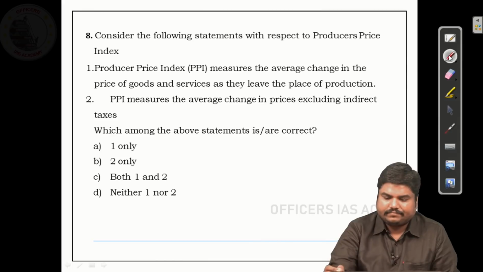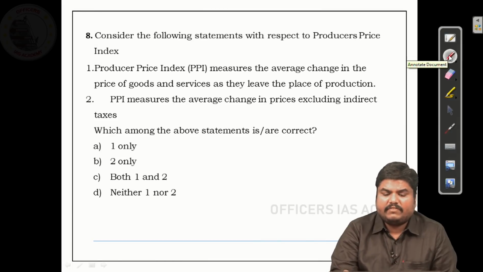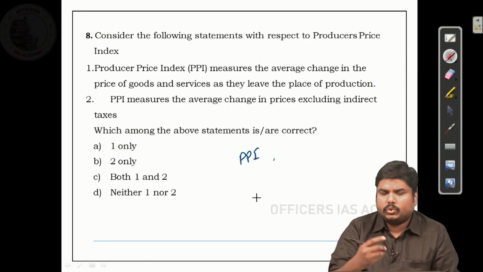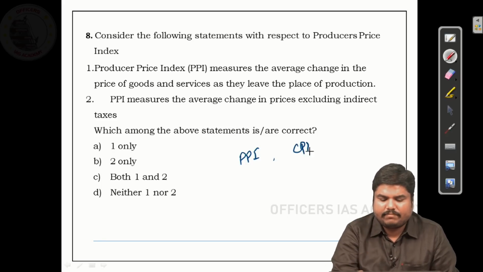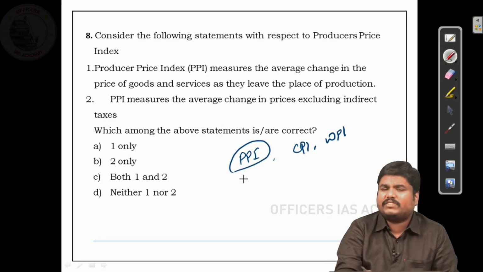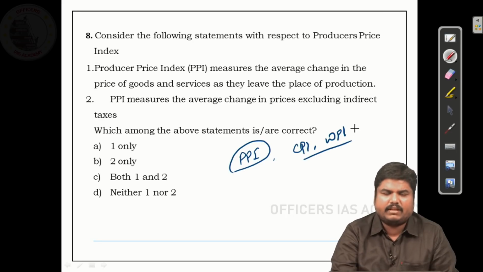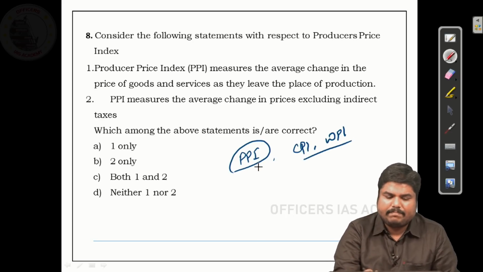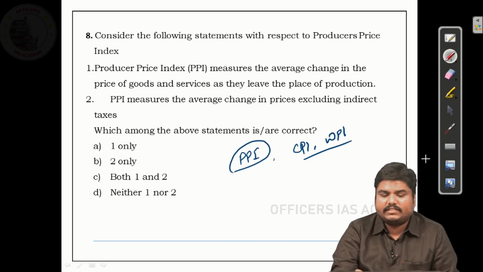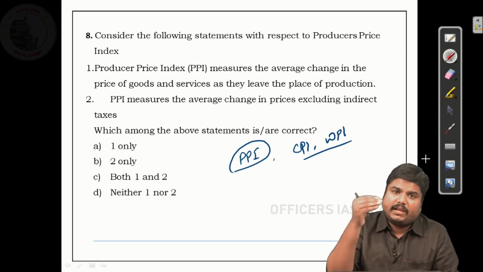Question number 8. PPI measures the average change in the price of goods and services as they leave the place of production. Remember, the Producers Price Index, PPI, is a tool used to measure the price rise of goods. Like how we have CPI and WPI, there is a tool called the Producers Price Index, which we are not using officially. We are using CPI and WPI to measure inflation, right? But PPI is also one tool which measures the price change in goods or services within the factory, at the place of production.